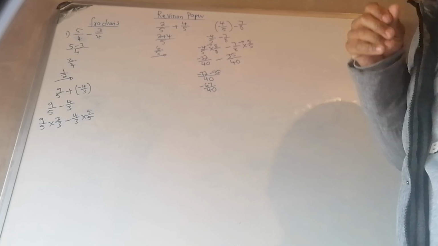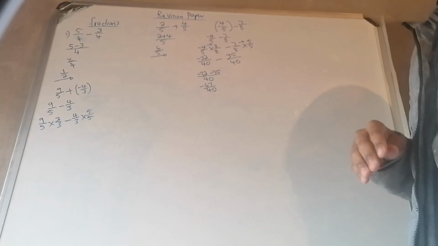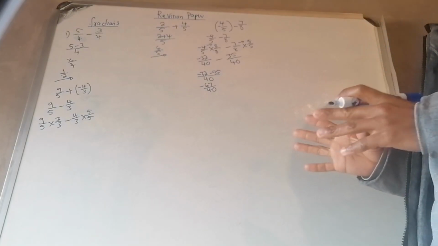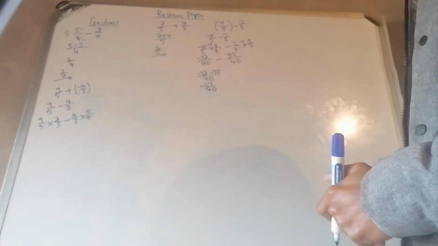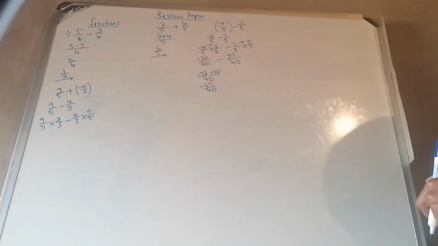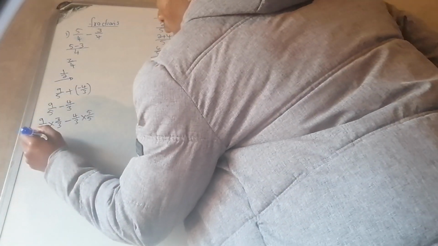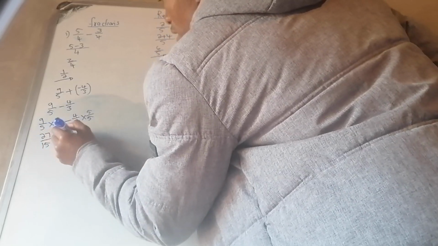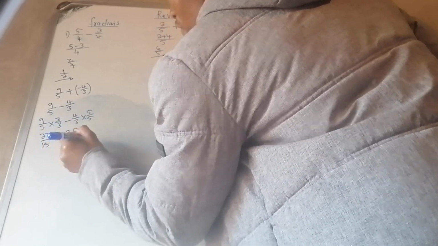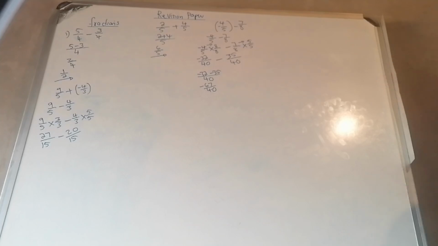Now, what is 9 times 3? 27. We have 27 over 15 minus 20 over 15. 4, 8, 12, 16, 20.